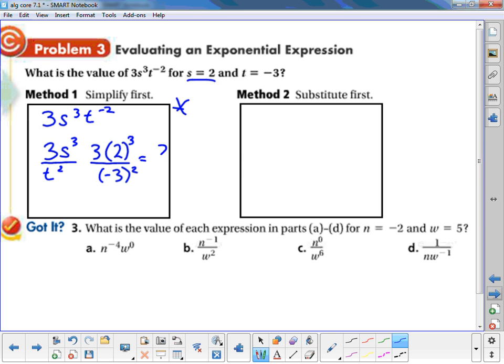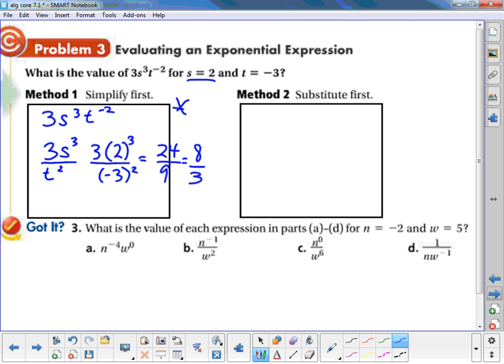So 3 times 8, which is 24, over negative 3 squared, which is negative 3 times negative 3. So that'd be 9. Those are both divisible by 3. So the answer would be 8/3. Here's the other way to do it.